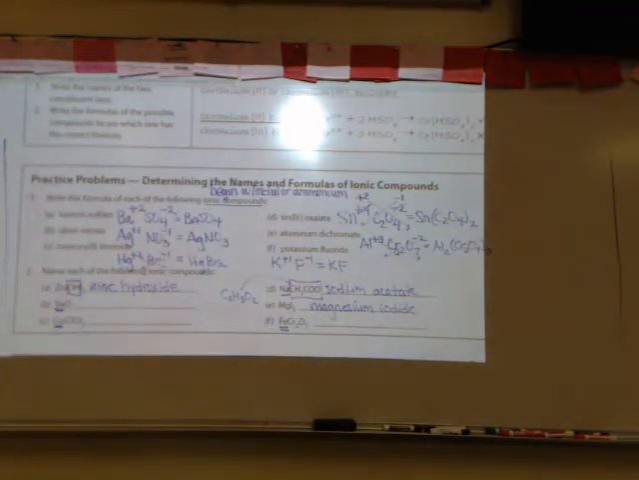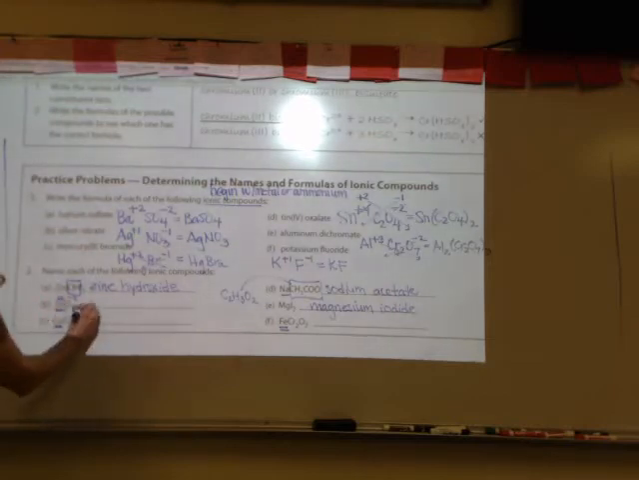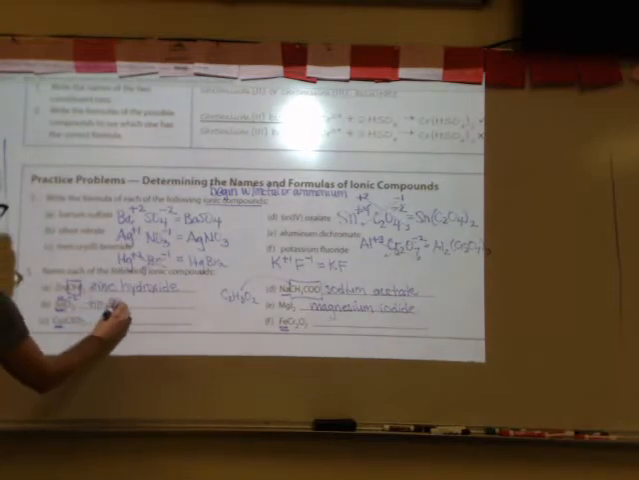Now what I'm going to do is calculate the charge on the transition metals for the rest of them. But remember, you always have to figure out what the charge is on the nonmetal first. If I have one oxygen at a -2, that means I would have to have a +2 charge on the tin because I only have one of them. So this is tin, Roman numeral 2 for that charge, oxide.